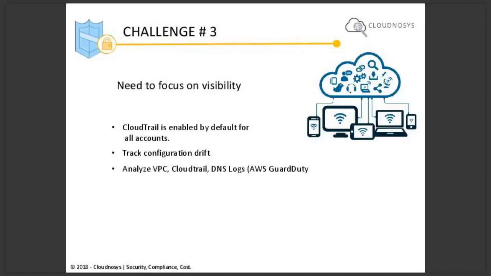So track configuration drifts, that's a big one. And of course, you have to analyze the VPC, CloudTrail, and DNS logs. AWS actually released a very cool product at re:Invent in December last year, while I was there: GuardDuty. It's very, very interesting. You just turn it on, and that's it.